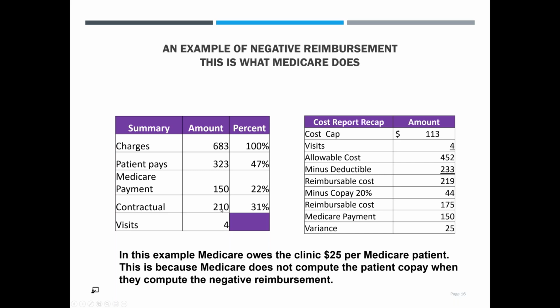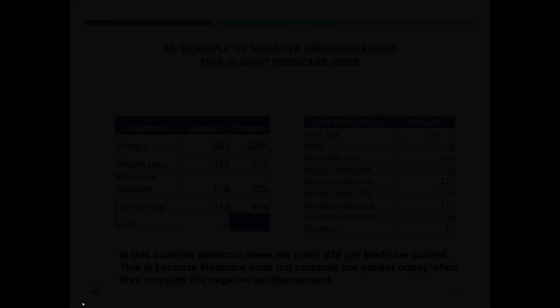We now have a $210 contractual, but when we run our numbers through the cost report, the same numbers that we did before, now our Medicare payment is $150 and our reimbursable cost is $175. So we actually are owed a little bit of money here. And I think this is because of the copays: the $120 that they withheld from you, there was a portion that was probably related to a copay. That's why there's a little bit of a variance here. So the numbers aren't going to work out exact, but that gives you an idea of why Medicare does what they do.